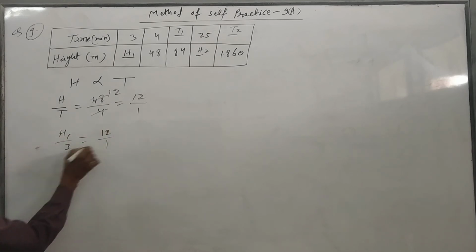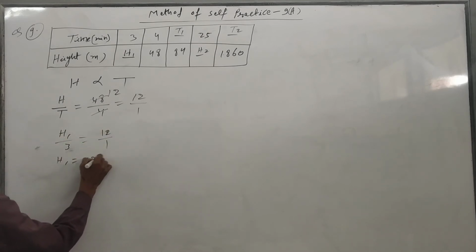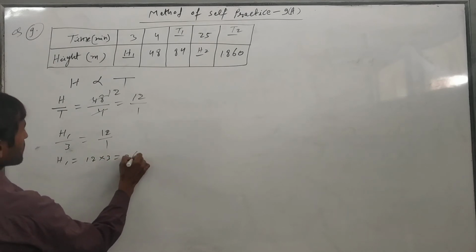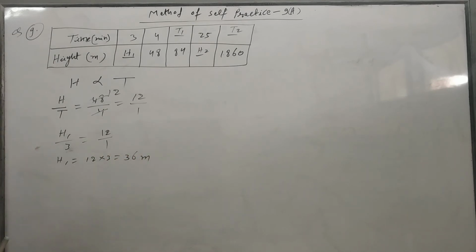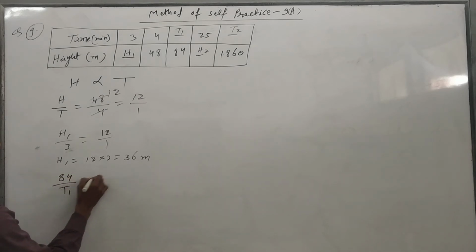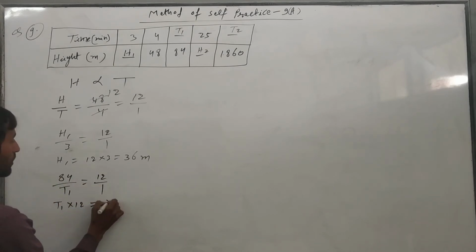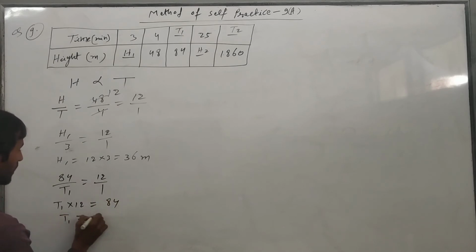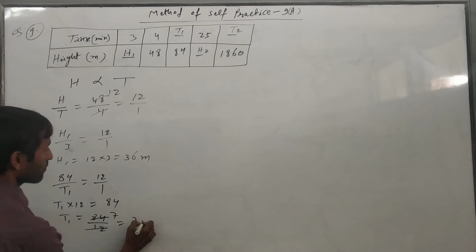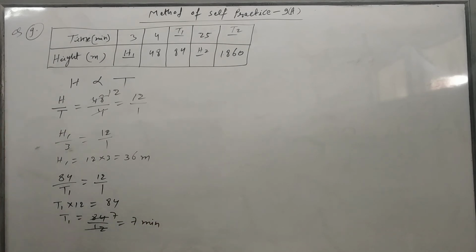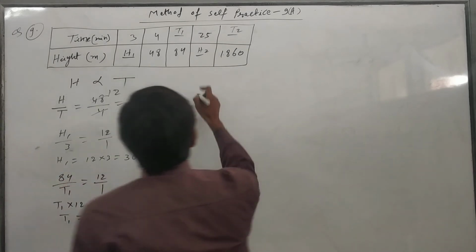So just cross multiply, it will come h1 is equal to 12 into 3. It will come 36 meter. Okay. Now if you want to find t1, in this case 84 upon t1 is equal to 12 upon 1. Again cross multiply, then it will come t1 into 12 equal to 84. So t1 is equal to 84 upon 12. We will cancel out, 7 minutes will come.